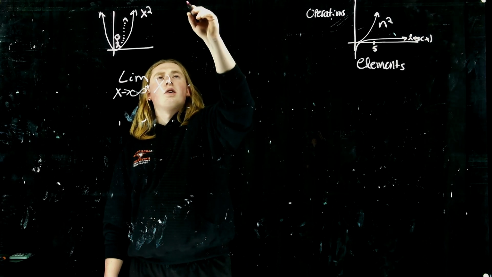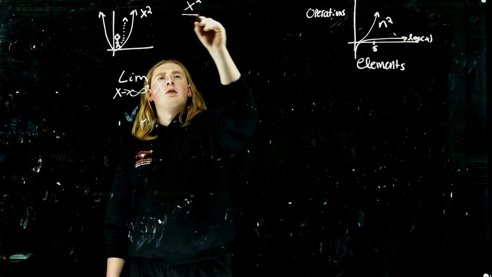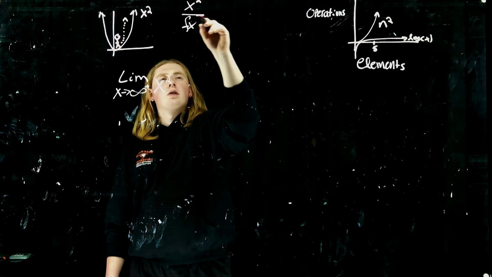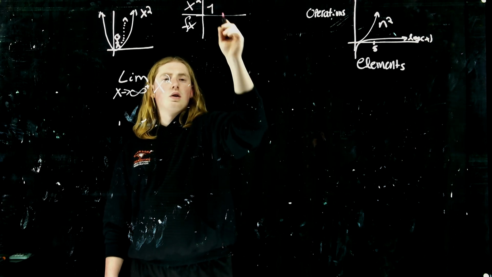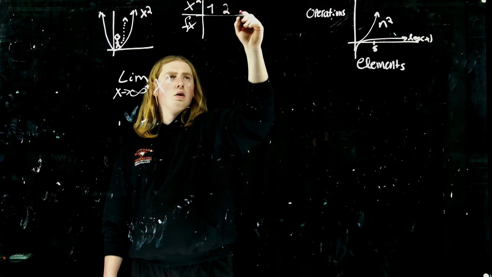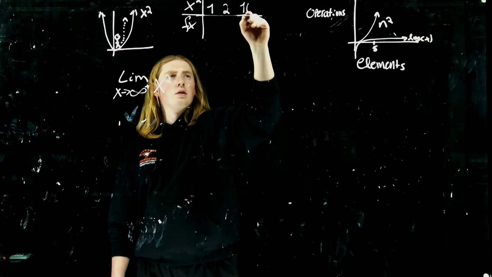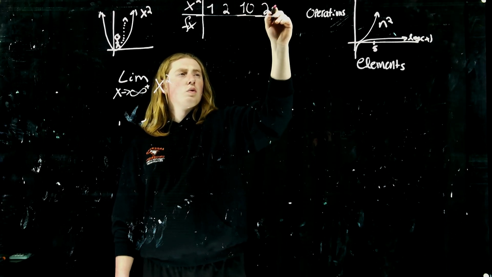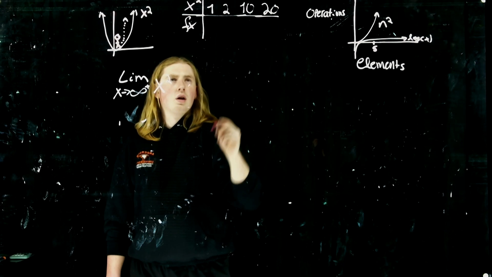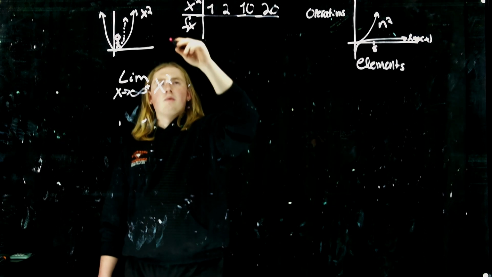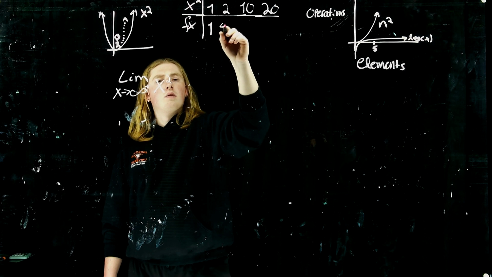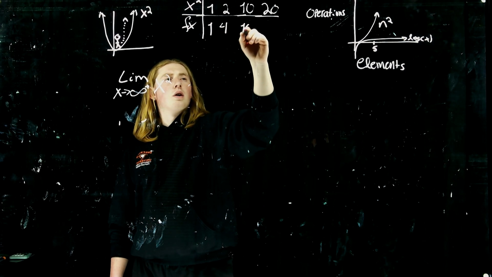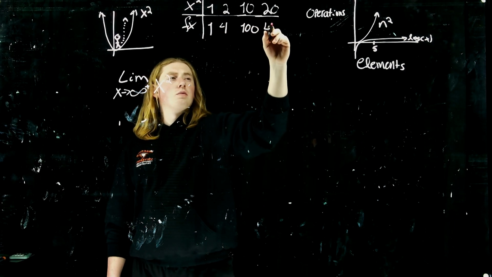So, given our x squared and having our f of x here, we can find specific values. So we can use 1, 2, 10, 20. Given this, we know that if we plug it into x squared, the return values are 1, 4, 100, and 400.